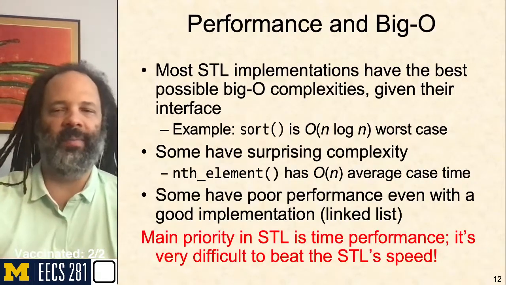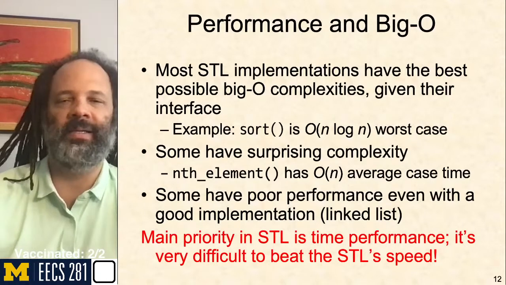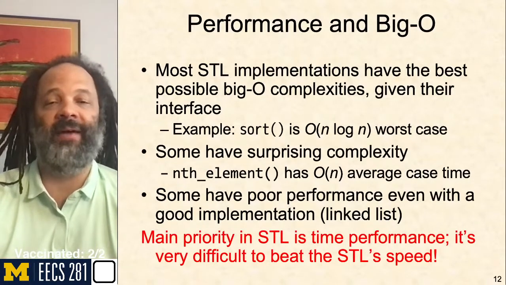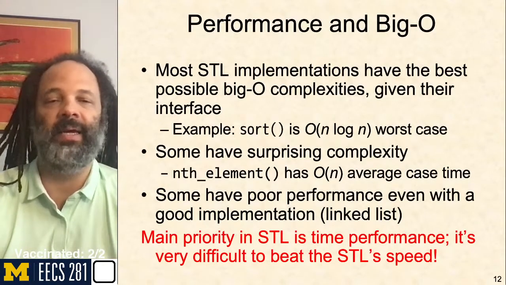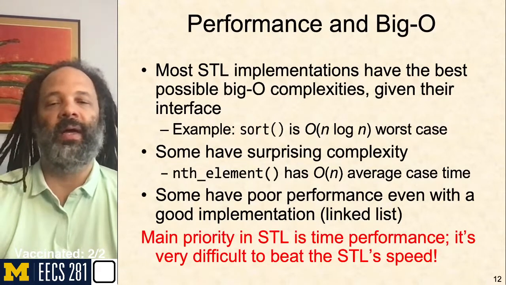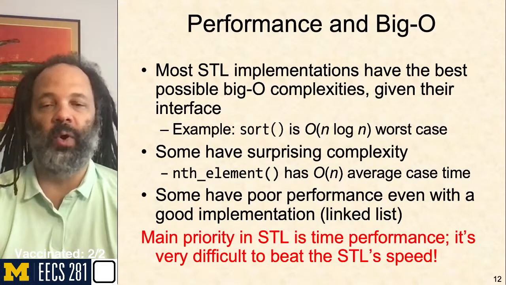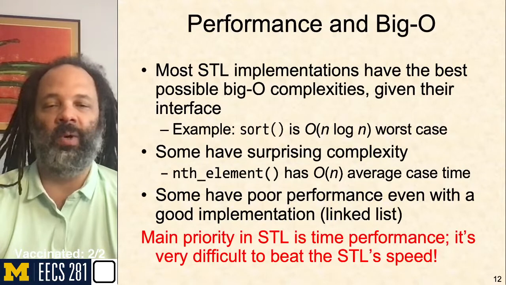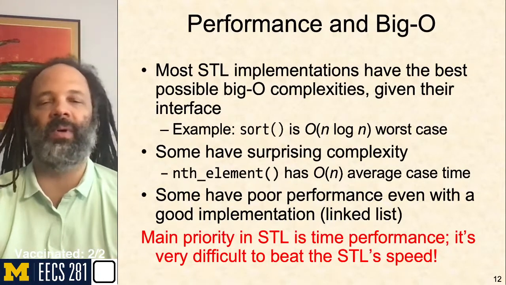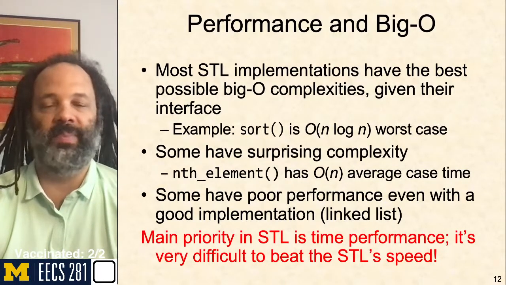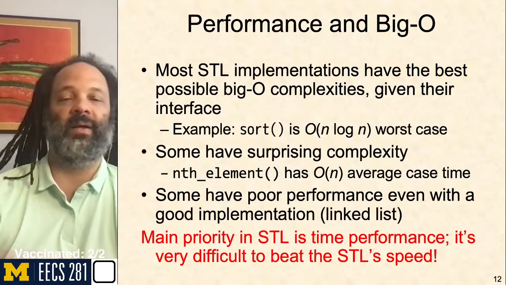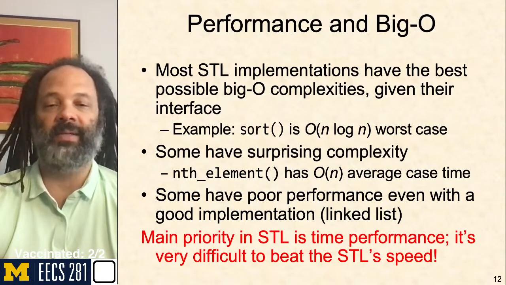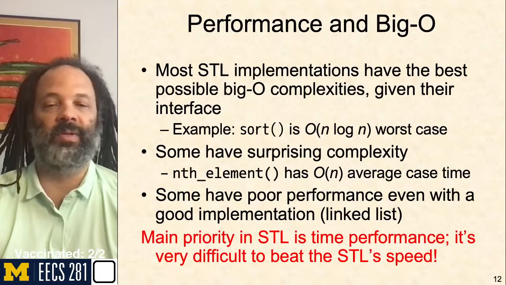I mentioned this earlier, I'm getting ahead of myself, just having fun talking about the STL. Most of our STL implementations have the best possible big O complexity for what they're doing. So I talked about sort being a big O of n log n in the worst case. That's the best theoretical possible way we can sort, is a big O of n log n. So the STL sort function running at that speed makes a lot of sense. Some of them have some surprising complexity.